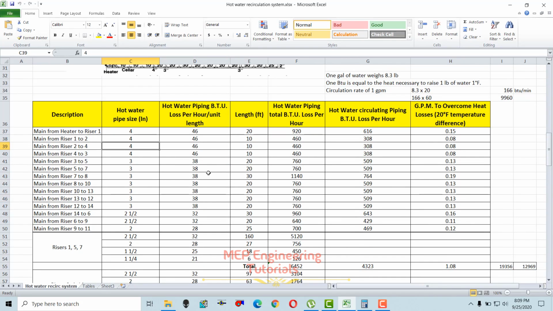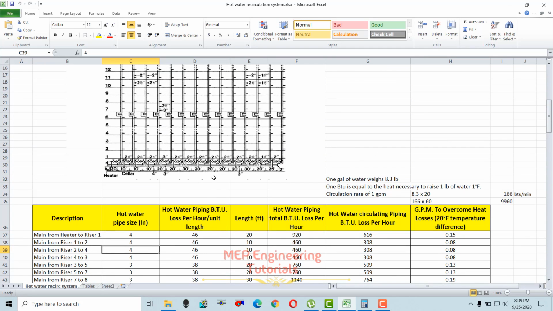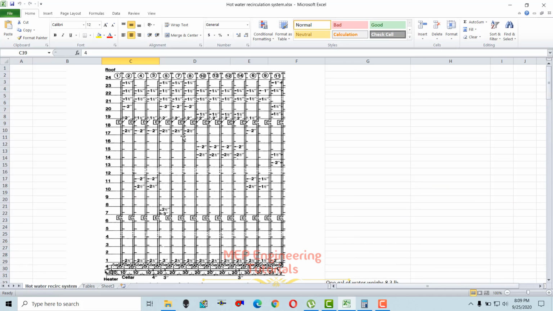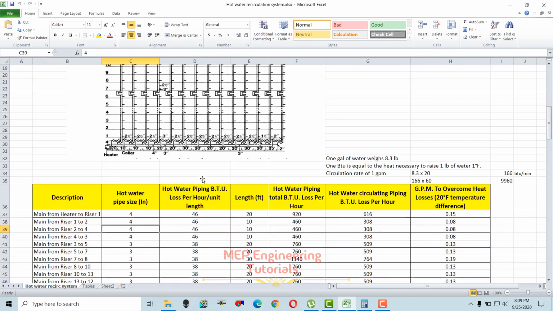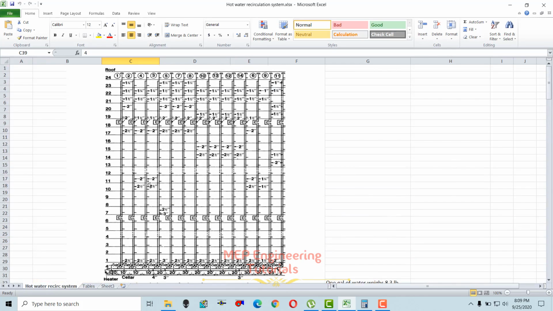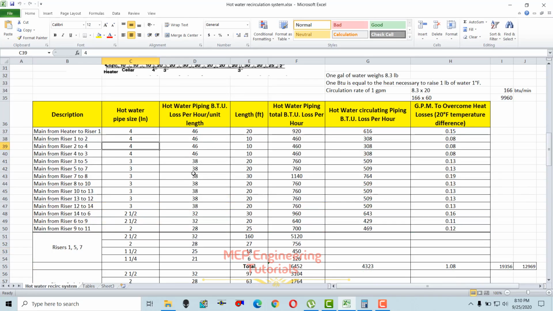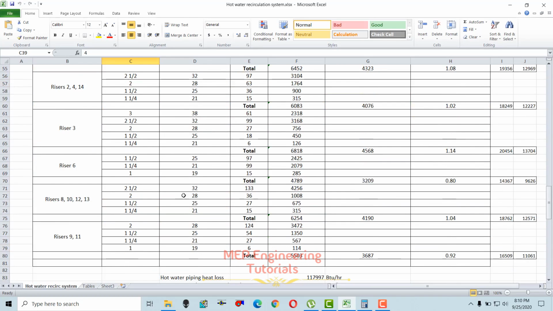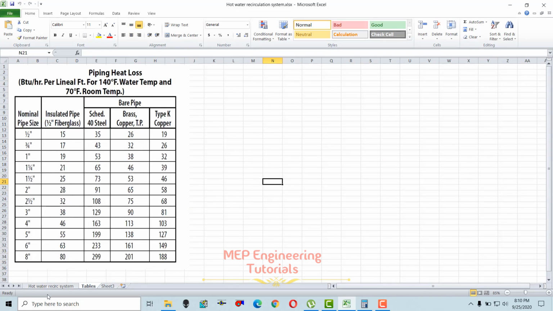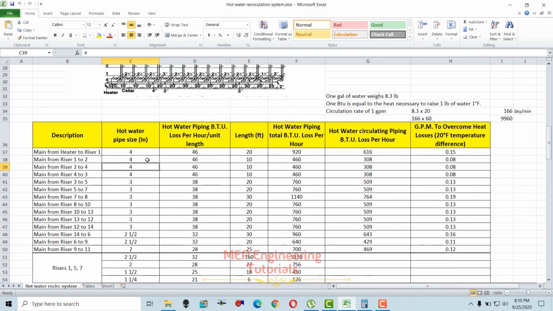So let's start hot water recirculation system design. As you can see, I have prepared an Excel sheet, and I have taken an example of a 24-story building, and we're going to design the hot water recirculation system for that 24-story building. Here I also have a table which I'm going to use.